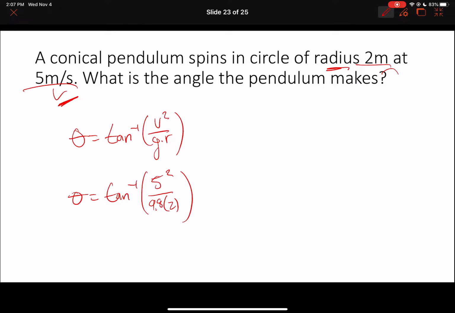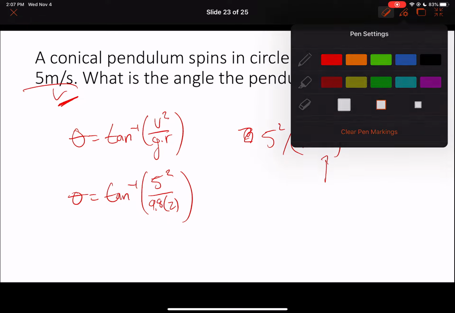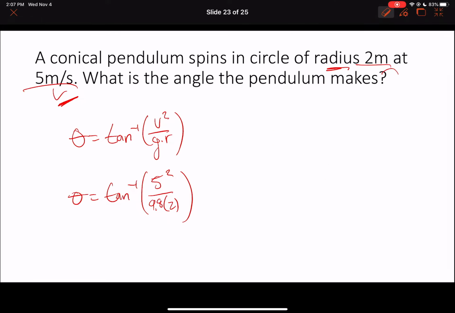Make sure whenever you do this, you don't type into your calculator 5 squared divided by 9.8 times 2. You need the parentheses, because if you don't have the parentheses, your calculator thinks that you're multiplying by 2, and that the 2 is on top. So make sure you put parentheses in your calculator.